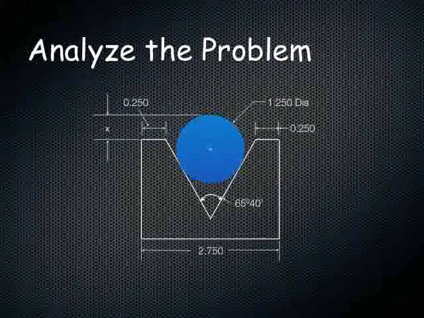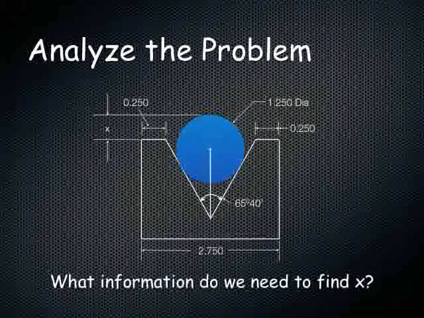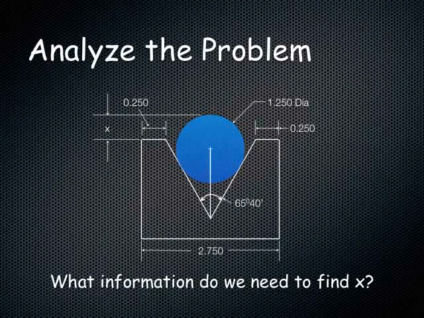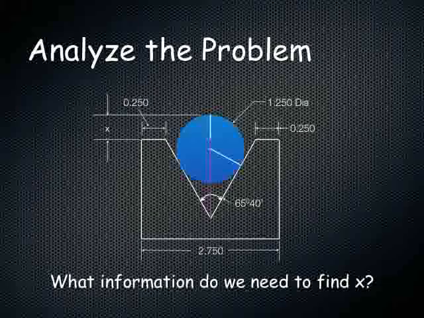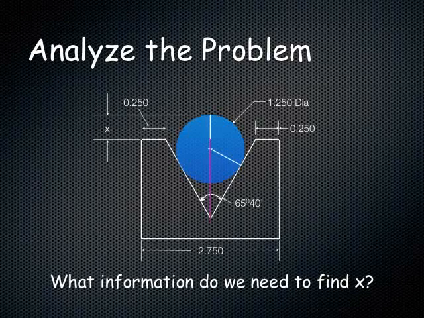First, we want to analyze this problem. We want to find out what information we need in order to find out x. One way I can see that we might be able to find x is by drawing a vertical line from the center of the circle to the base of the v. If we can calculate that and we have the radius and add that to the top of that, we can have the distance from the base of the groove to the top of the circle.